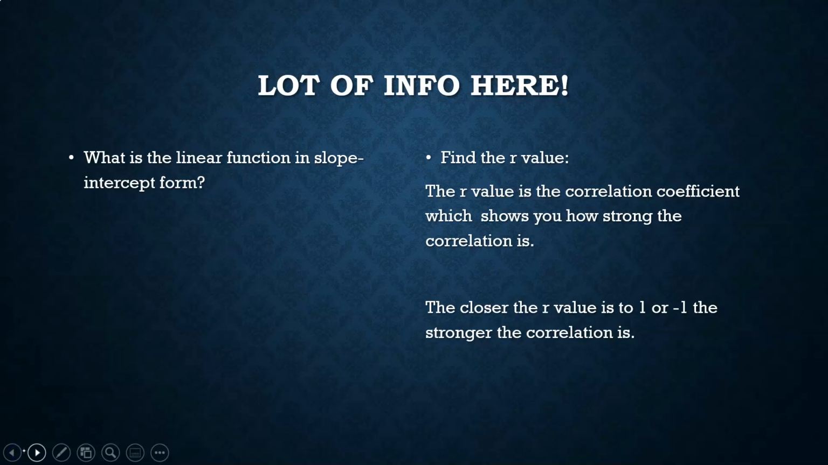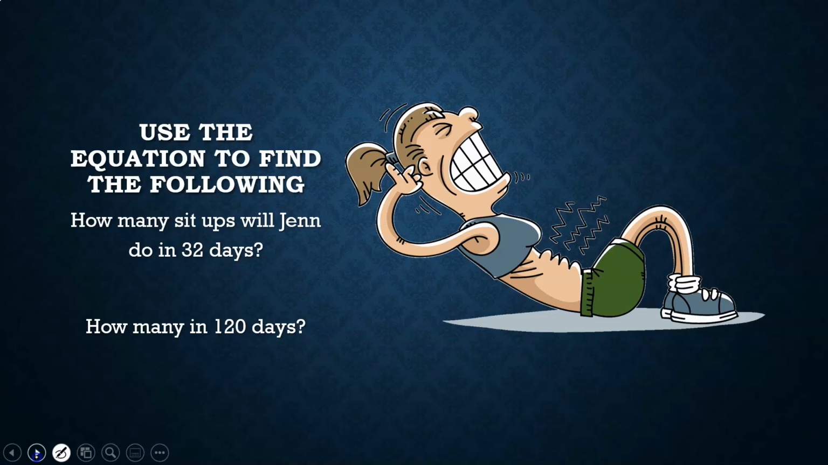Again, on that screen, you can find the linear function in slope-intercept form. You can find the R value, which is the correlation coefficient, showing how strong the correlation is. The closer the R value is to 1 or -1, the stronger the correlation is.